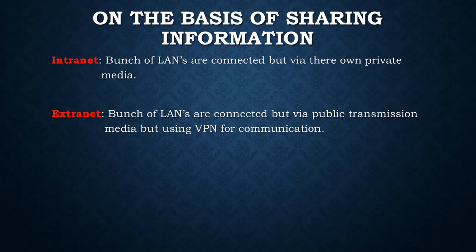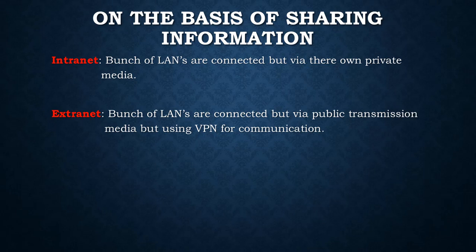Suppose there are a bunch of LANs, same as intranet. They want to connect their different offices in the same city. They want to communicate with each other, but they are not using their own private media, right? What are they using? They are using public transmission media. Like there is a service provider providing services to lots of other organizations, and they are taking the services of that service provider. But how will they secure their communication so that no one else can trace the data they are sending to each other?